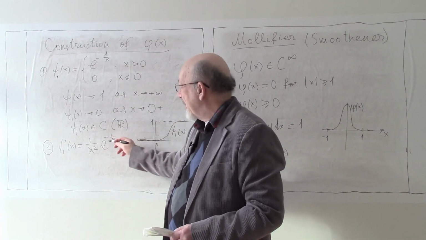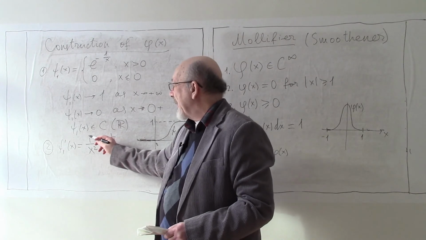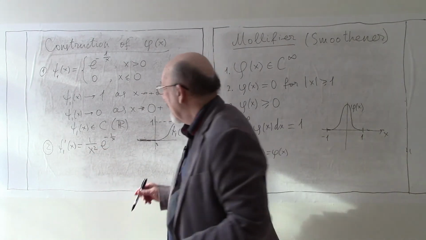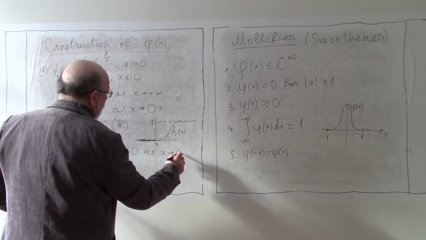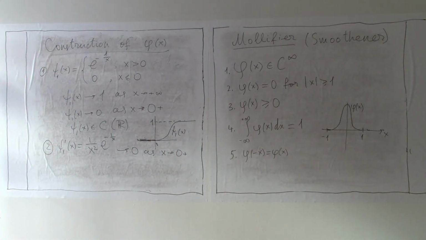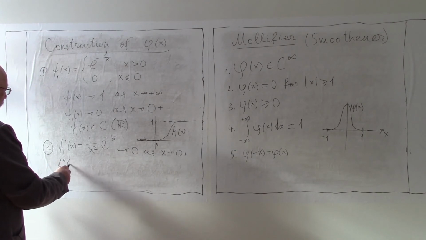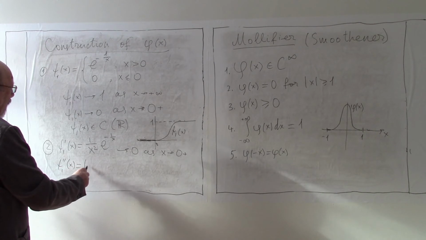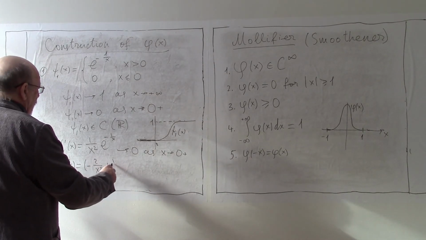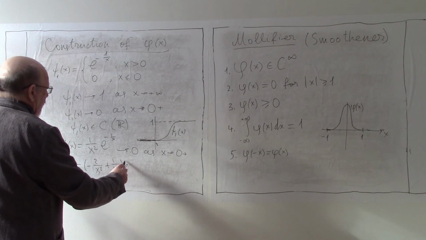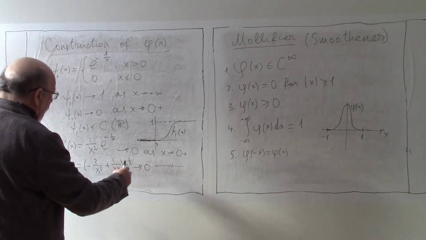here we have this exponent. This goes to 0 faster than this goes to infinity. Yes? So this means that it goes to 0 as x goes to 0 from the right. Yes? Now we can find psi1 double prime of x equals minus 2 divided by x cubed plus 1 divided by x to the 4, times e to the minus 1 over x, and also goes to 0 if we are going to, and so on.